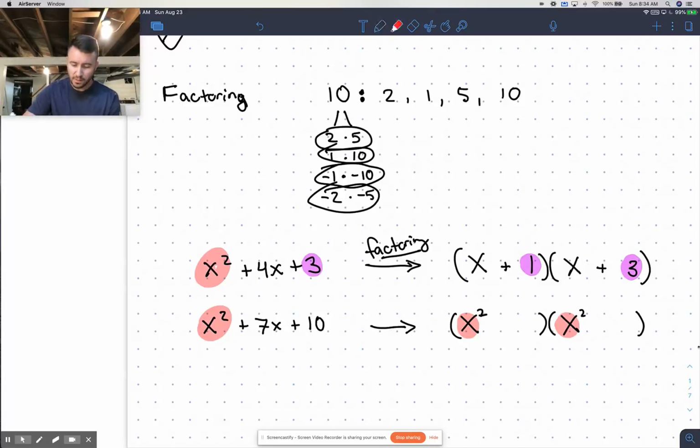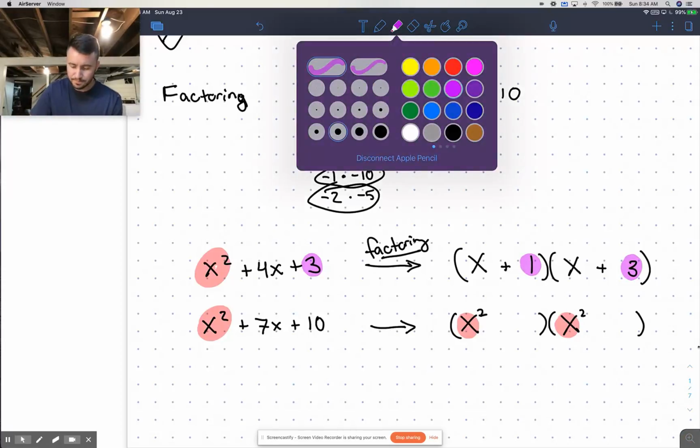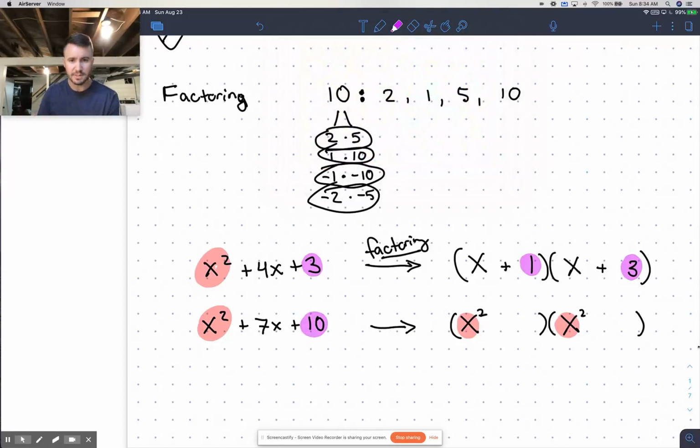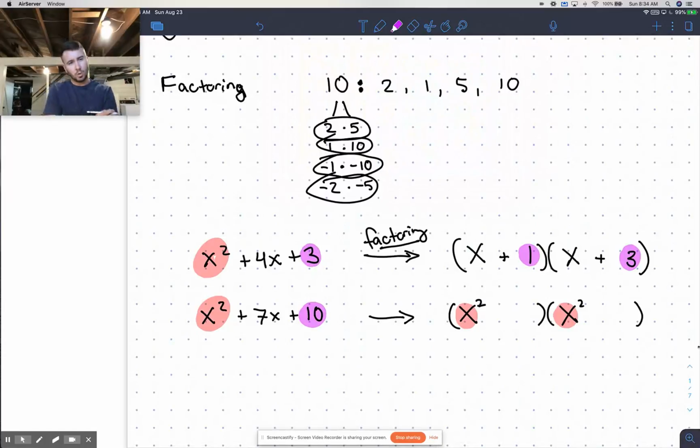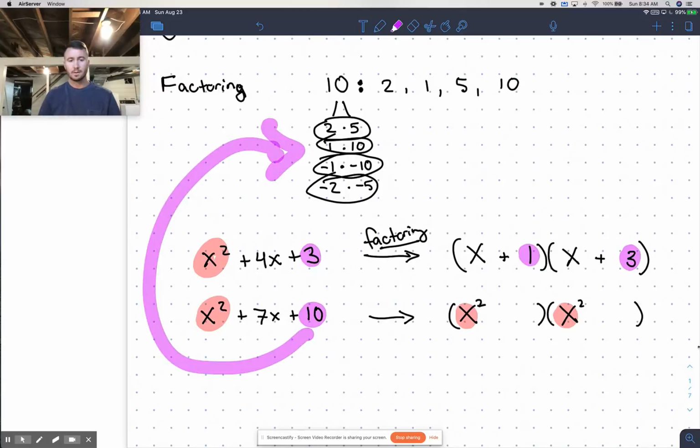Then we have to say, okay, well, how do we make that last term? And I'll give you some names for these in a minute, but a 10, how do you make a 10? Well, remember all that work we did up here. Those are all the different ways to make a 10. It's 2, 5, 1 and 10, -1, -10, or -2, -5. There's only 4 options. So you start out and say, well, which ones work? Use a guess and check method. Just to play the devil's advocate for a minute, let's use this term. So 1 and 10, let's try those two.